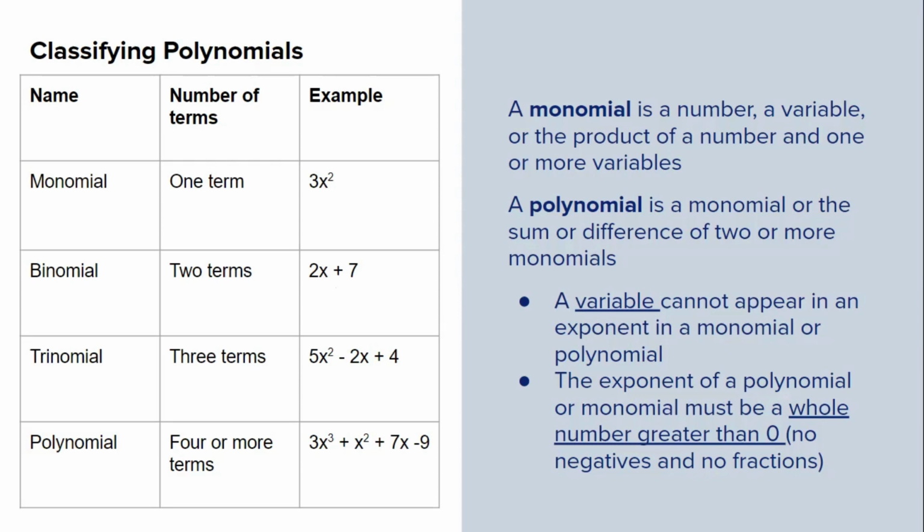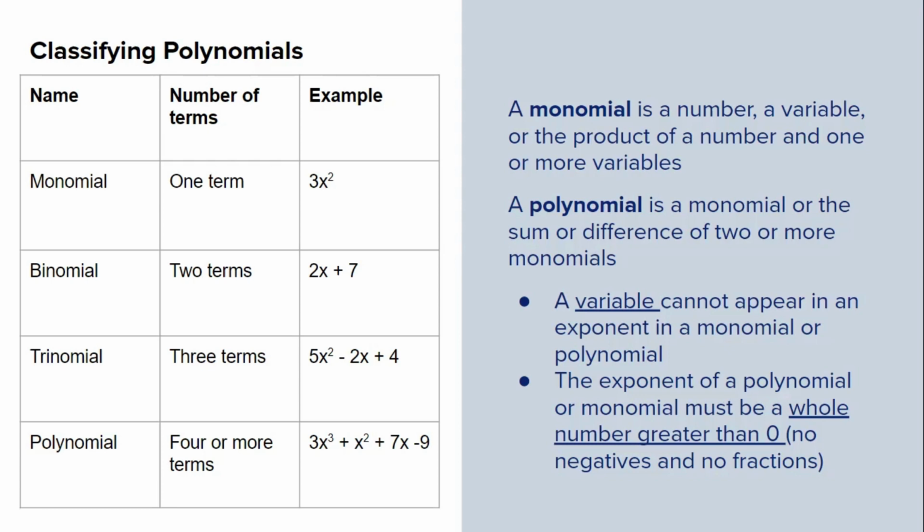A polynomial does have some rules though. For example, a variable cannot appear in the exponent of a monomial or a polynomial. So for instance, a monomial can be 3x squared, but it can't be 3x to the power of y. So no variables in the exponent. Same with the trinomial. You can't have something like 5x to the power of y minus 2x plus 4. It has to be a real number.